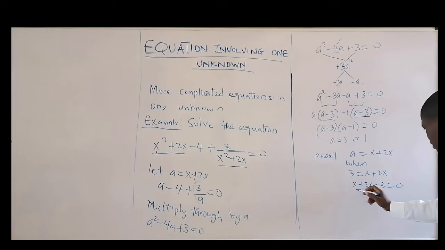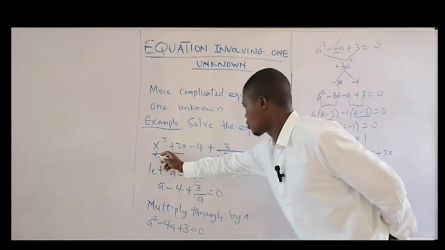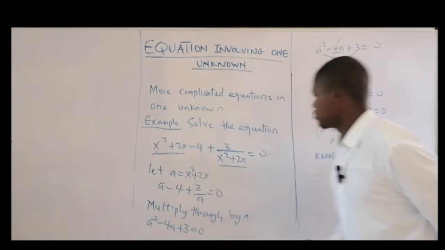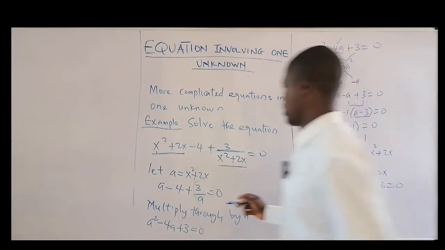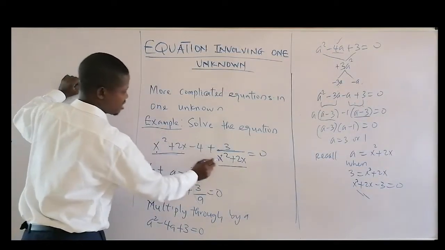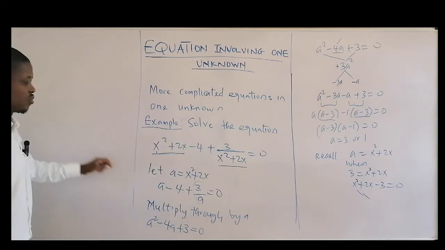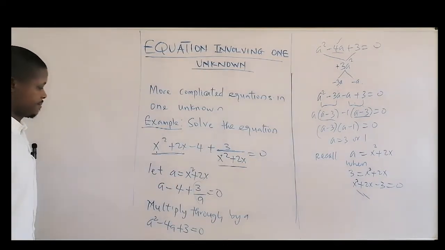Do the same thing also. Factorize this. Sorry, check the equation. It is x squared. So recall a is equal to x squared plus 2x. x squared plus 2x. Okay? That is what is common there, x squared plus 2x, and that's what we substituted for. Okay?